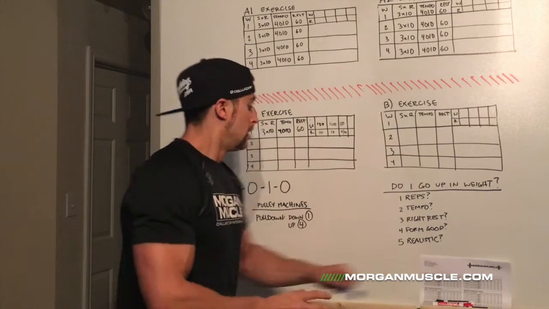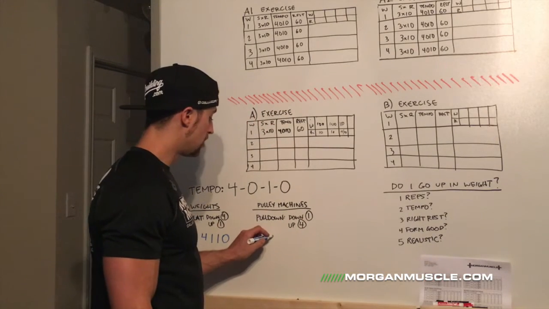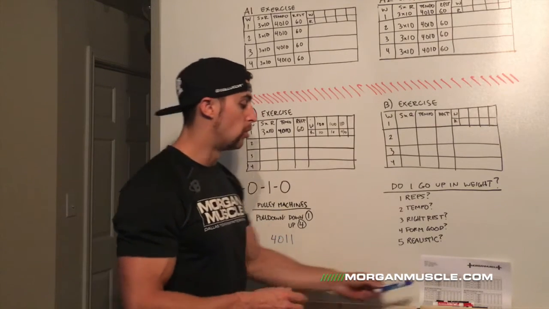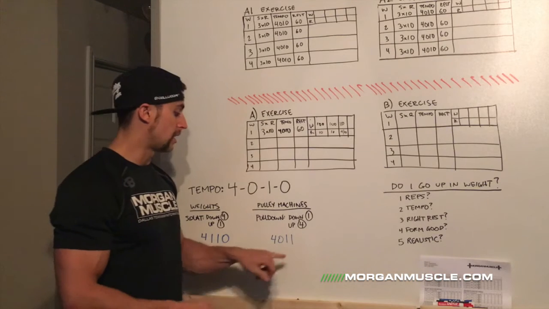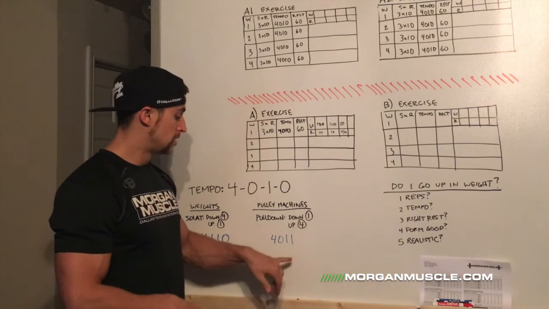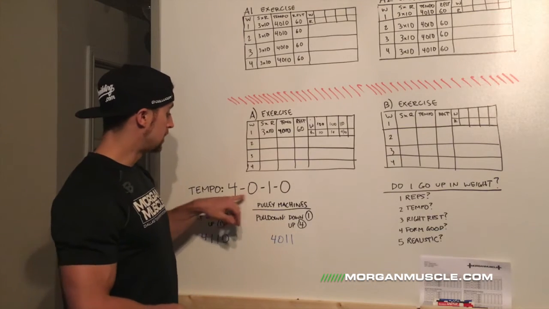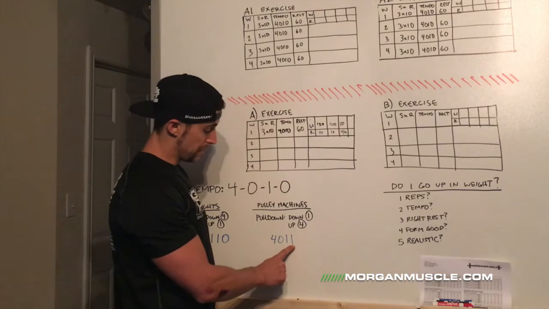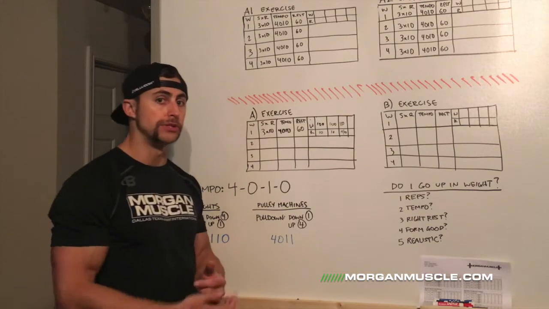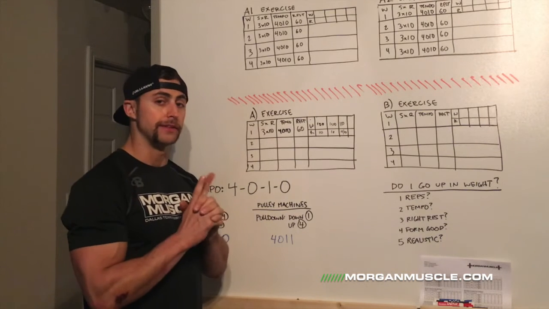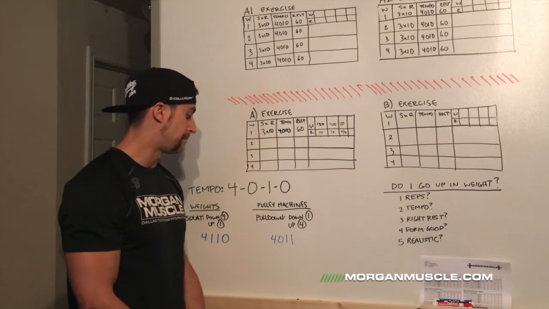Now, if you have a 4-0-1-1 tempo on a pull down, what do you think, do you think you would hold that pause? So if you're going down in 1 and up in 4 on a pull down, and this 1 is after that one, where would you think you put the pause in the range of motion? Would you pause when you're at the top, or would you pause when you're at the bottom?